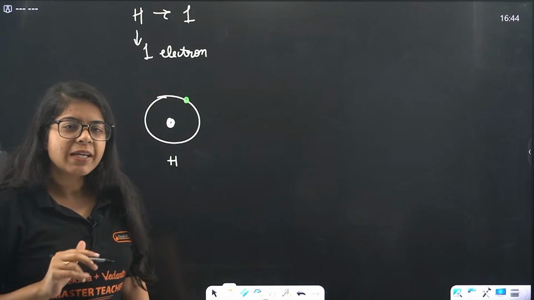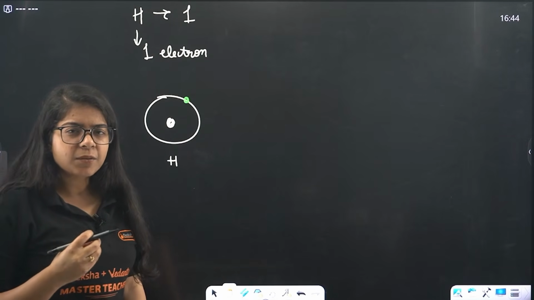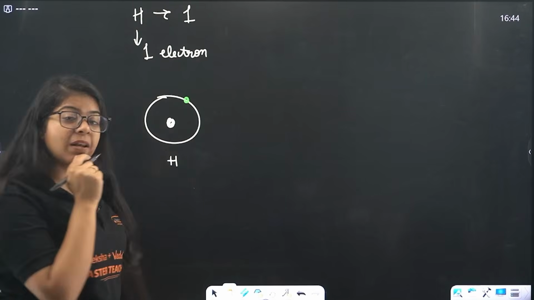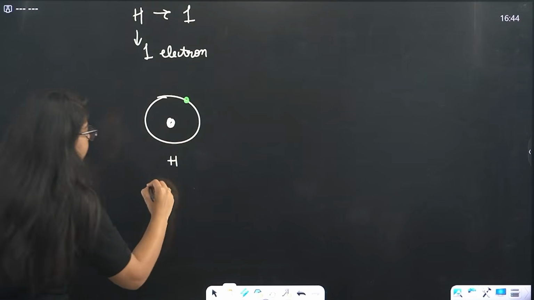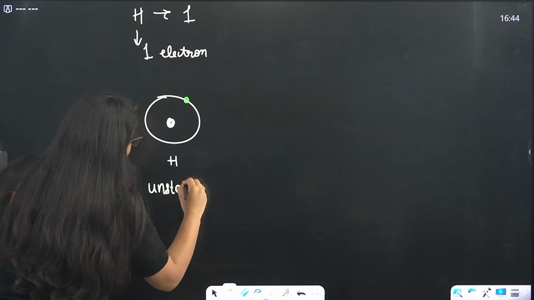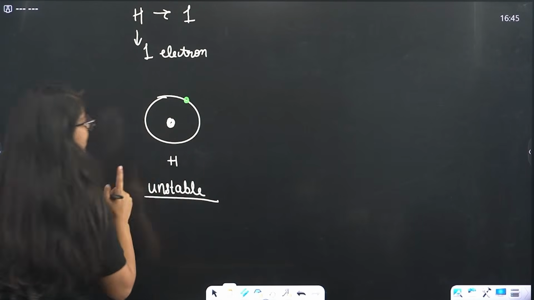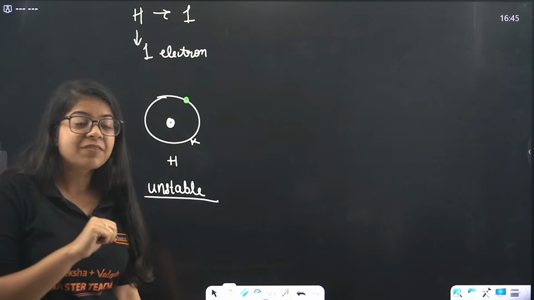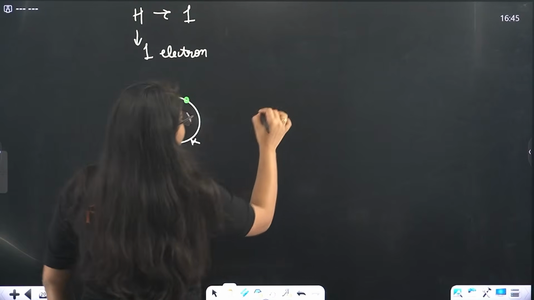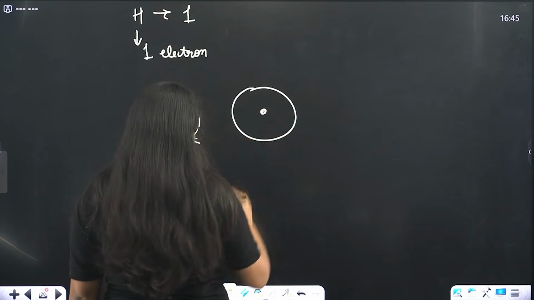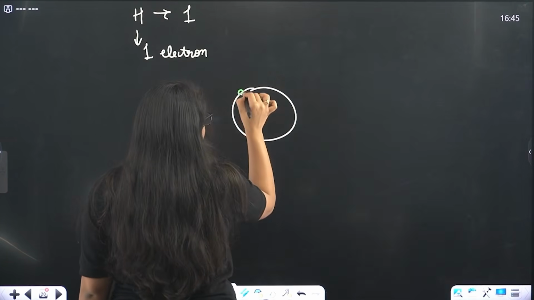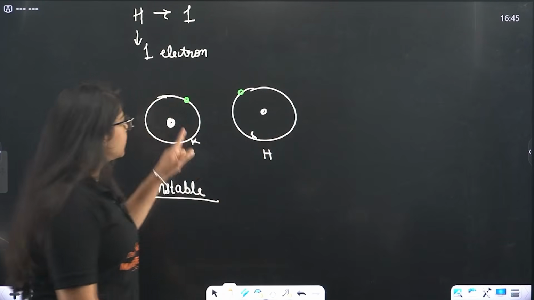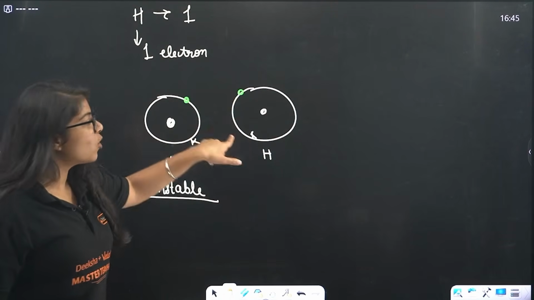Now, how much do I need for a stable atom? Ma'am, in K shell, we need 2 electrons. So, is it stable at this moment? No, ma'am, it is unstable. Why? Because I need 2 electrons to be stable in the K shell, but it only has 1 electron. What if I take one more hydrogen? There will be one more electron with this hydrogen as well, right? In its K shell. Now beta, this also wants one more electron.